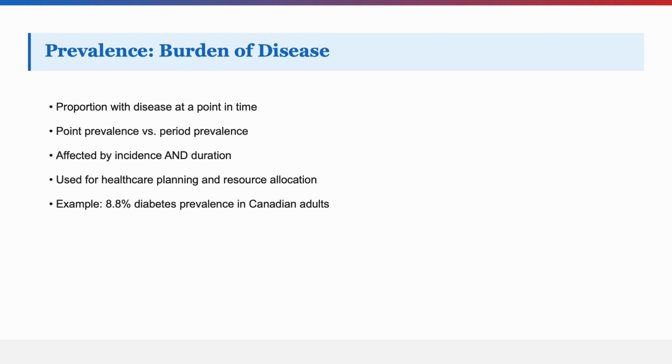For healthcare managers, prevalence is essential for planning. How many dialysis chairs do you need? Depends on prevalence of end-stage kidney disease. How many diabetes educators? Depends on diabetes prevalence. Prevalence tells you the burden you're managing today.